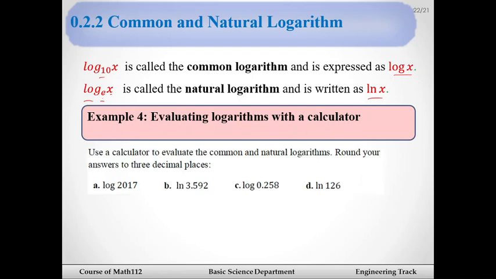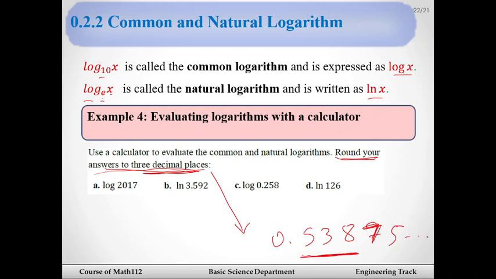Now these are some practices with a calculator, and round your answers to 3 decimal places. I will tell you what this means. For example, you got an answer like 0.5389. We want the first 3 decimals, and rounding happens like this: if the next digit is bigger than or equal to 5, then you increase the last digit by 1 and erase the rest. So it becomes rounded now.